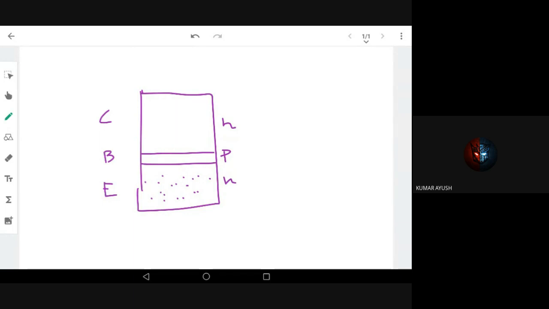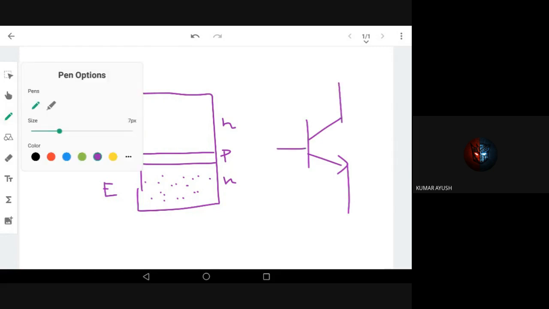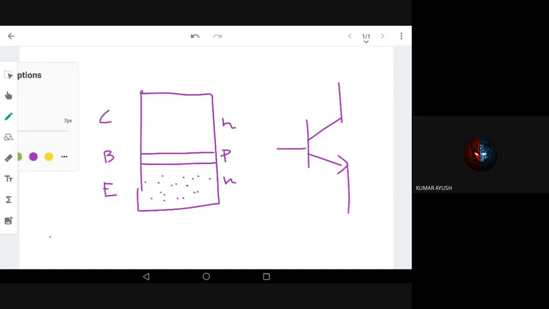This is emitter. We have base and collector. So till now we have discussed the NPN transistor. You can see the current direction. It is flowing like a diode. This is the current direction. So current always flows from P to N. This is P, so this is N. P to N. So the third region is N. So this is an NPN transistor. This is the emitter part, this is the base part, and this is the collector part.